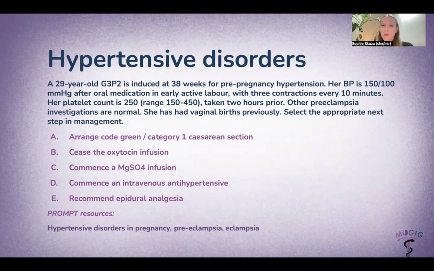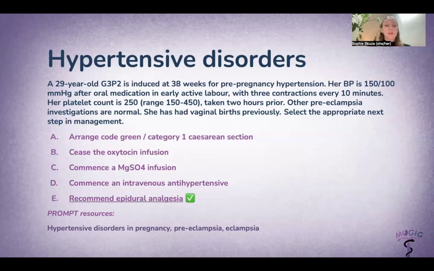She's had vaginal births previously. Select the appropriate step in management. A, arrange a code green or category 1 cesarean section. B, cease the oxytocin infusion. C, commence a magnesium sulfate infusion. D, commence an intravenous antihypertensive. Or E, recommend epidural analgesia.